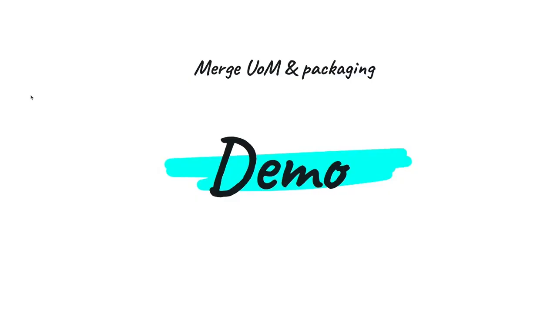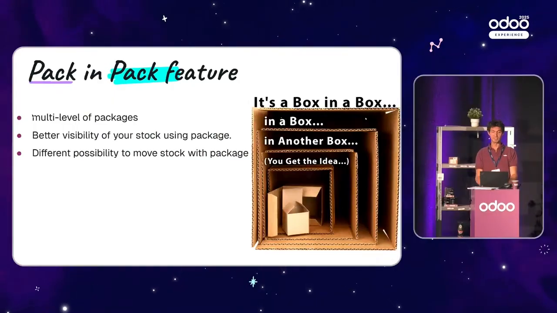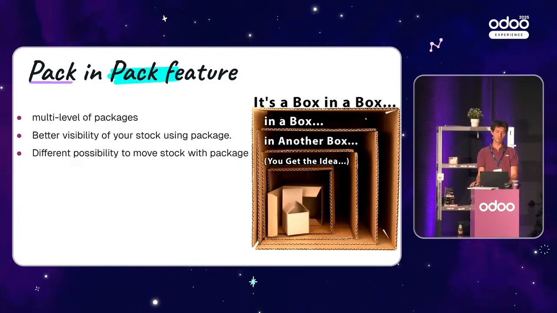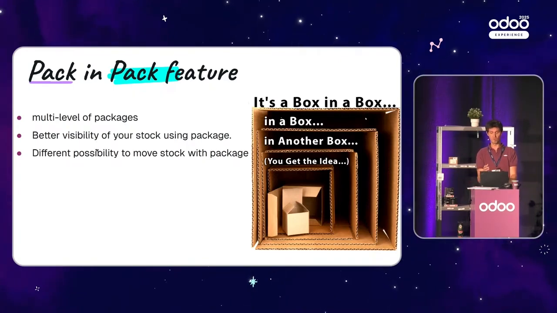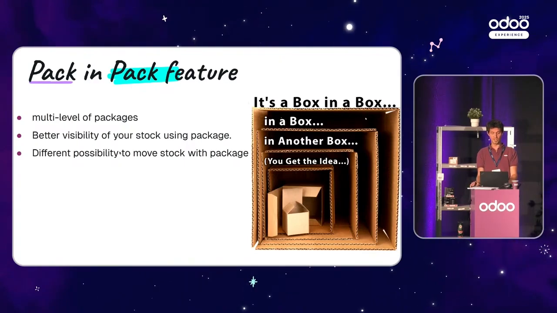So now, if we go back to the other new feature, it's the packing pack. It means that you can put a box in a box on a pallet and whatever. So you can really work with multiple levels of package. That will give you, of course, better visibility for your stock, because you can watch them by package, and you will have a better view from there. And of course, another possibility now is that we will see later on that we can move a full pallet or a full box at once in the internal move, as we will see.